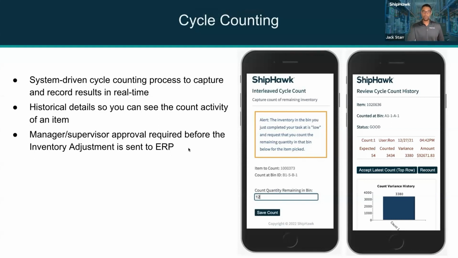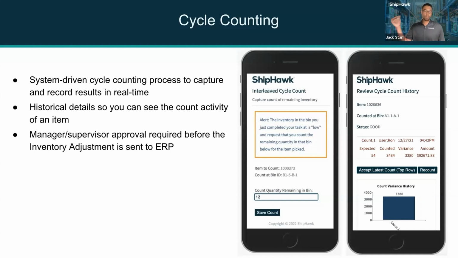So we have a lot of different types of cycle counts in our system. And you're seeing one right here, which is an interleave cycle count. And this is probably my favorite. It's a great feature that we released in, I believe, Q1 of this year. What it allows you to do is, during the picking process, if we identify that a location has low quantity, which is a system-level configuration, we essentially require the user to do a count back at that time.